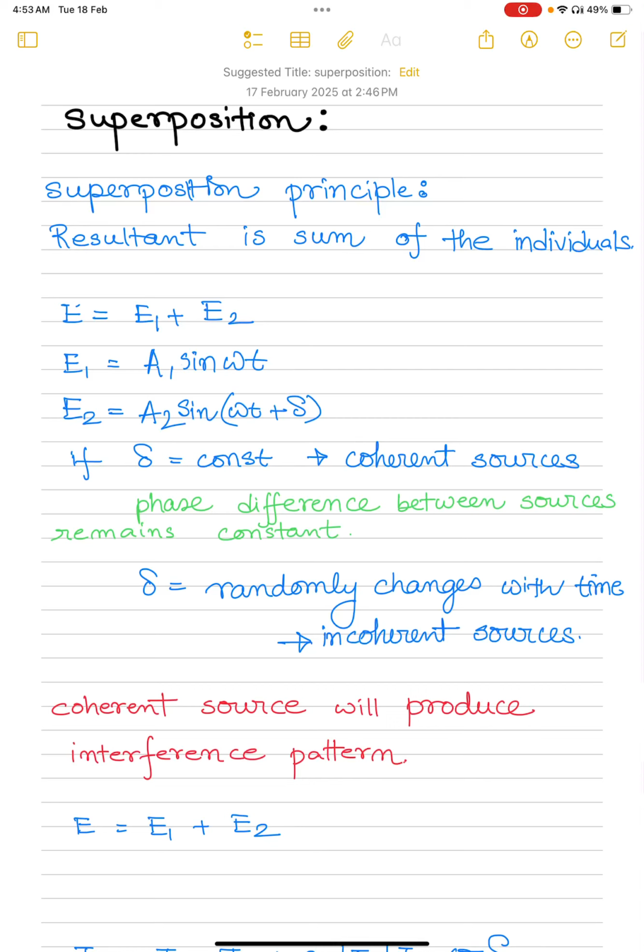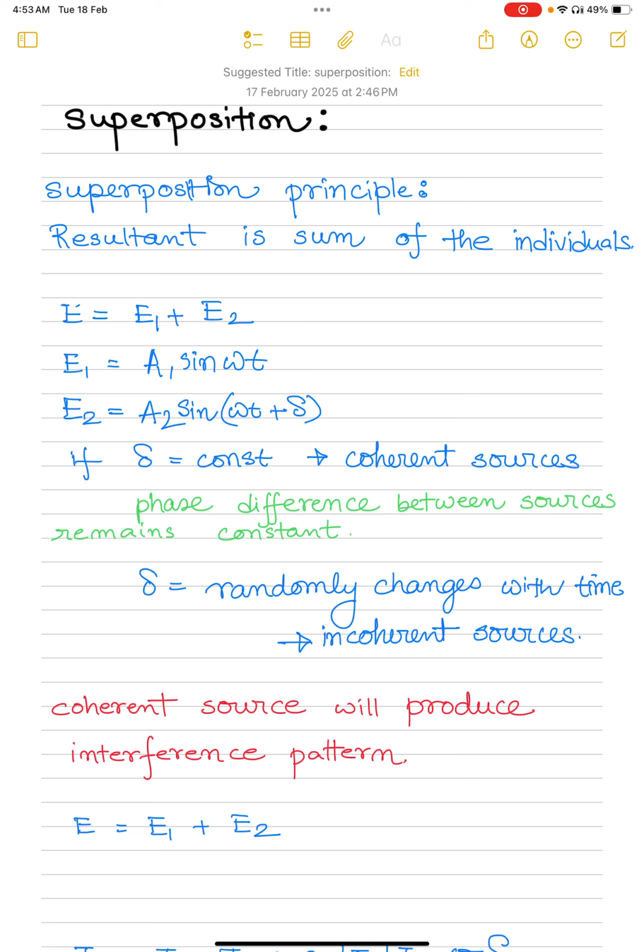Now we will talk about the superposition principle. Superposition means what? Suppose there is a wave that is coming from source 1, and another wave that is coming from source 2. The superposition principle says the resultant is the sum of the individual contributions from the individual waves.